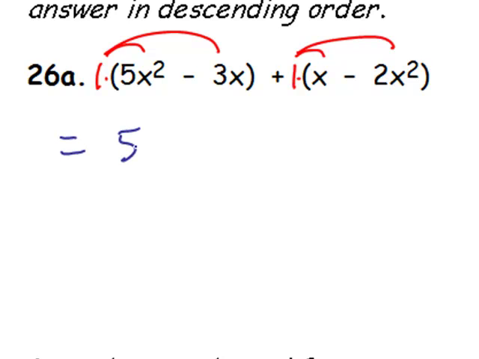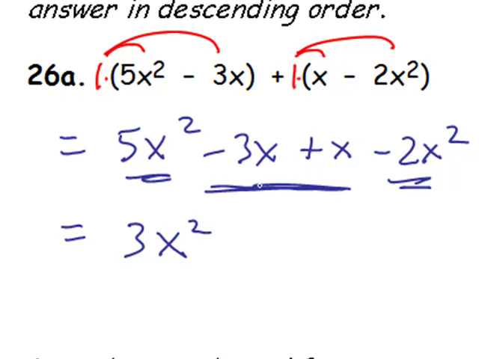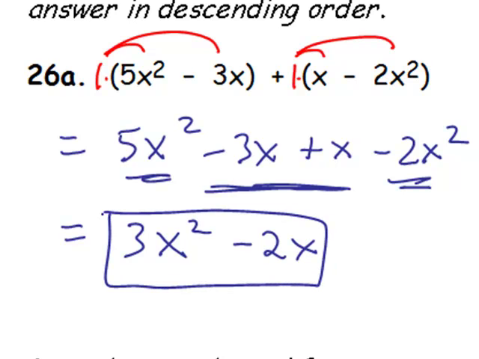So this is 1 times all that's 5x squared minus 3x plus x minus 2x squared. I'll do the x squared terms first. 5x squared and negative 2x squared is 3x squared. And negative 3x plus x is minus 2x. Complete.